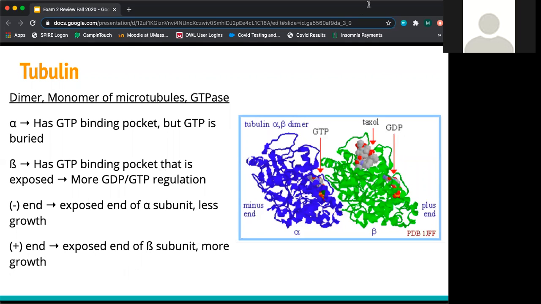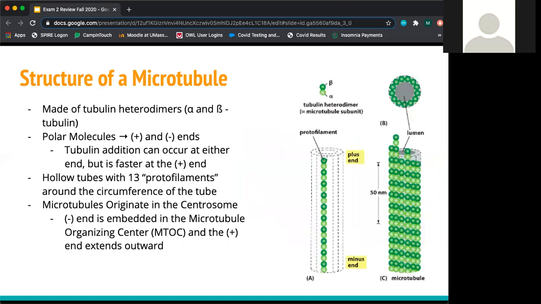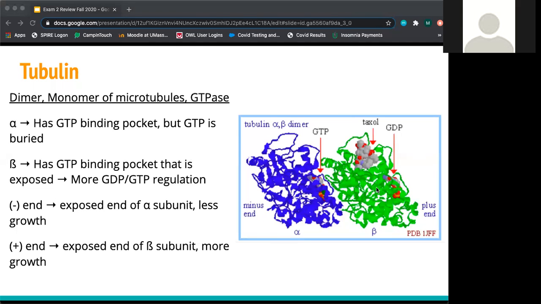The negative end of the microtubule is exposed to the alpha subunit, which has less growth. That's the only reason why it's called the minus end. And then the plus end is exposed to the beta subunit, and this has more growth, so it's referred to as the positive end. But remember that only beta can hydrolyze GTP.